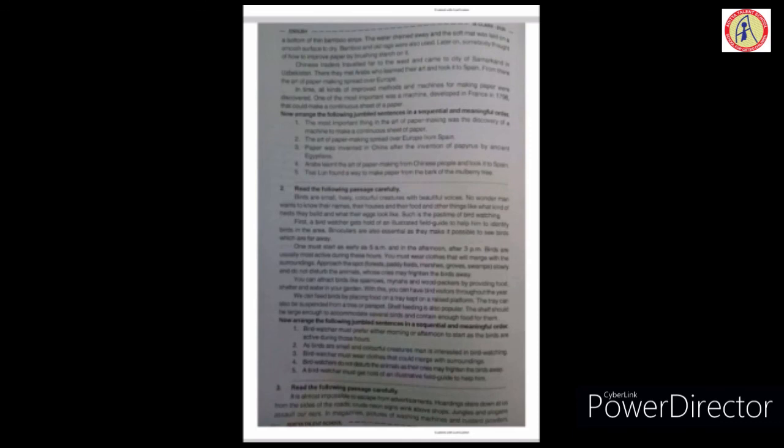The most important thing in the art of paper making was the discovery of a machine to make a continuous sheet of paper. So, the final answer is 3, 5, 4, 2, 1. We are not supposed to write the complete sentences, only numbers. Next, the second and third ones: you try and check your answers.